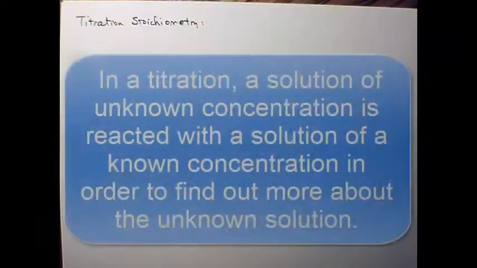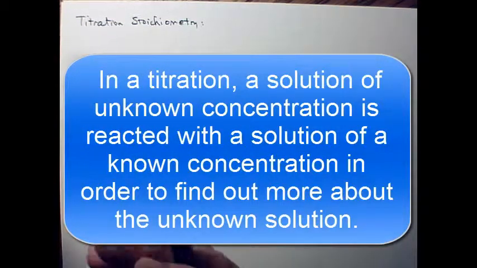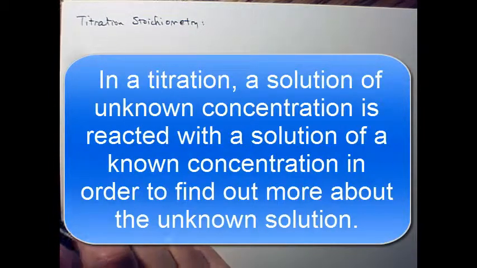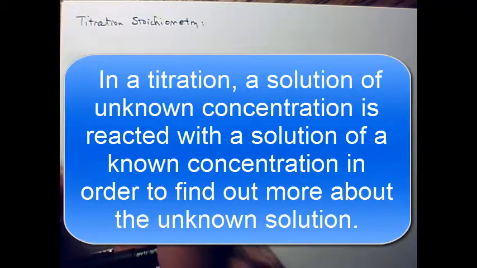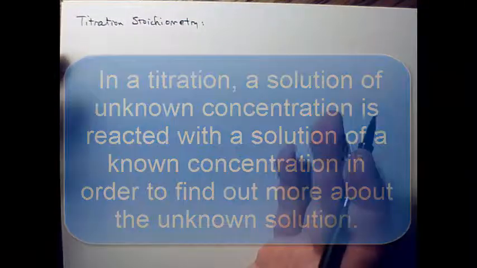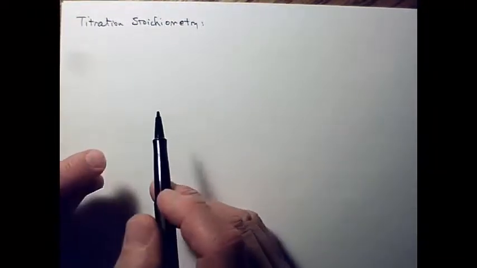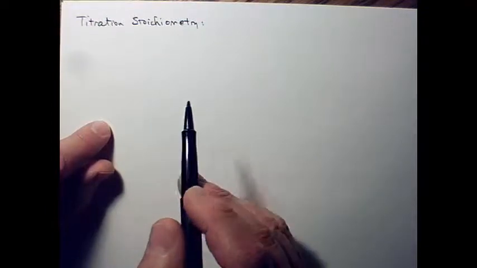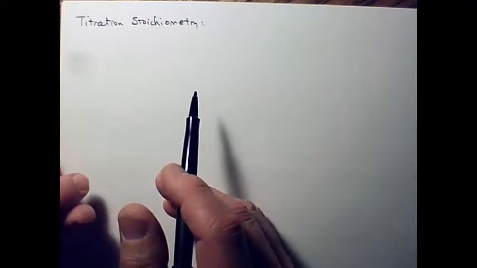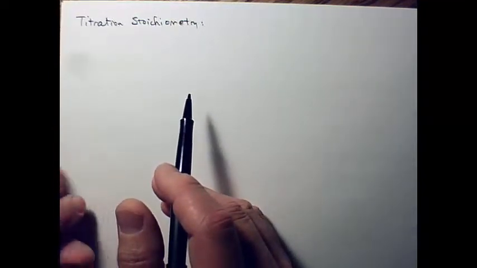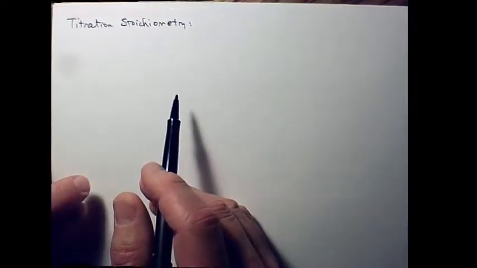So titration can be generally defined as taking one solution whose concentration is known and using that to find the concentration of another solution for which the concentration is not known. Okay, so you're taking one solution with a known concentration, using that to find the concentration of another solution. Now, titration is used for a lot of different things. It's used a lot with acid-base chemistry, and that's what we're going to use it for here.